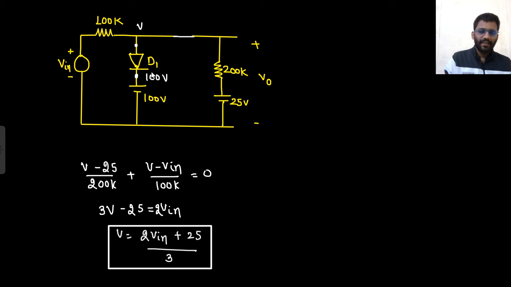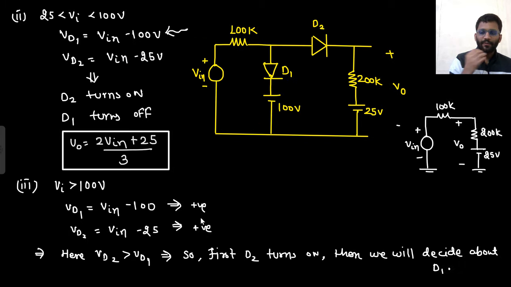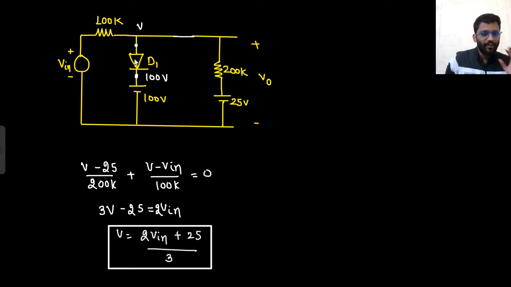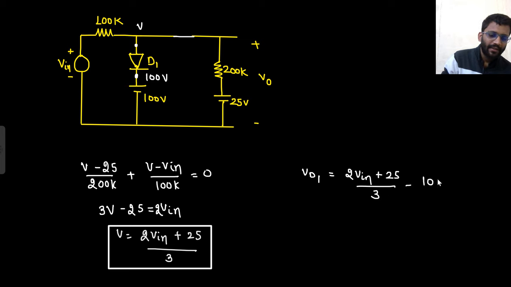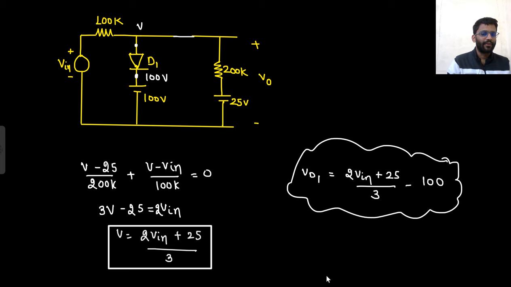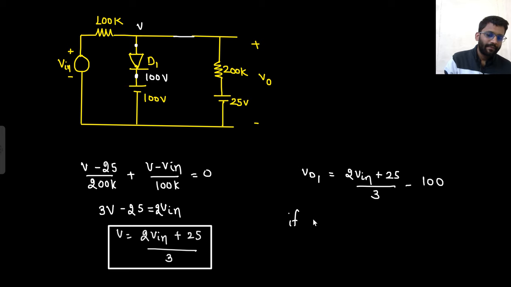Similarly, here we checked, what did we check? That we are checking the condition for D1. So we are saying that for V in greater than 100 volt, VD2 and VD1 both are having positive voltage, but first D2 will turn on. If D2 turns on, we have to check for D1. So what are we getting at VD1 now? My VD1 is (2V in plus 25)/3 minus 100. Now this value has to be greater than 0, then only D1 will turn on. If VD1 is greater than 0, then only D1 turns on.